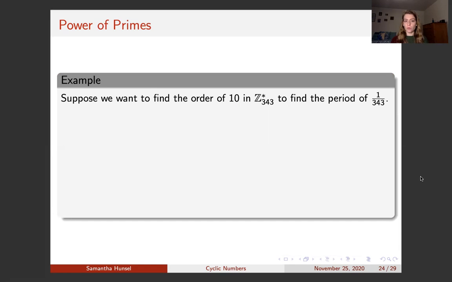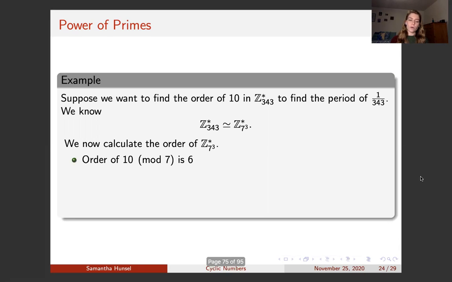Suppose we want to find the order of 10 in Z star 343 to find the period of 1 over 343. So we have the isomorphism property there. 343 is the power of 7 to the third. And so now we can calculate its order.